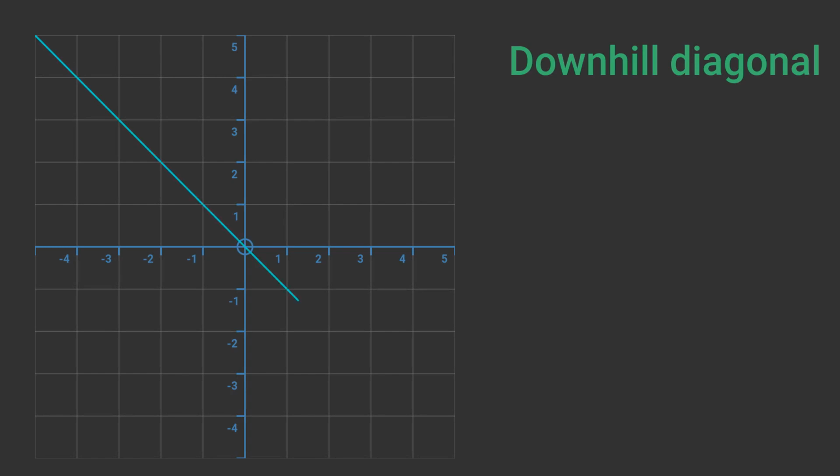The main negative going diagonal line goes through the origin at an angle of 45 degrees, but in the downhill direction. The point 2, -2 is on the line, so are 3, -3 and -2, 2. In this case, for every point on the line, the value of y is the negative of the x value. So the formula for this line is y equals -x.